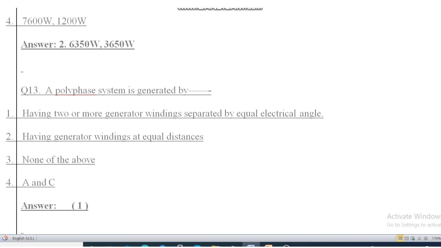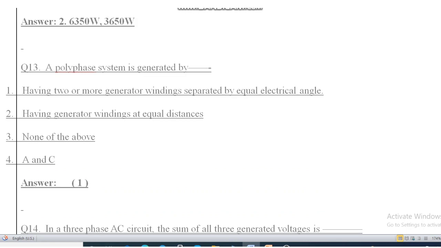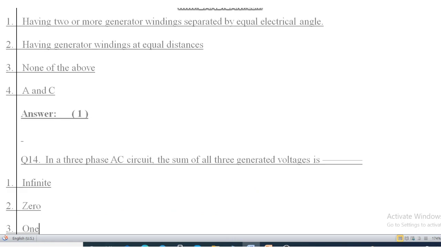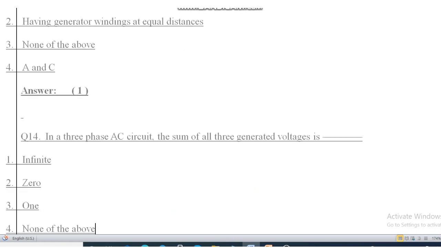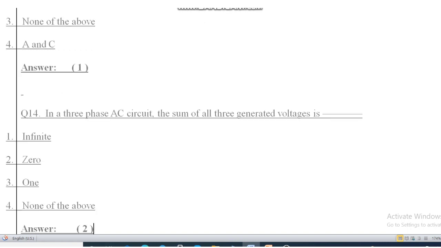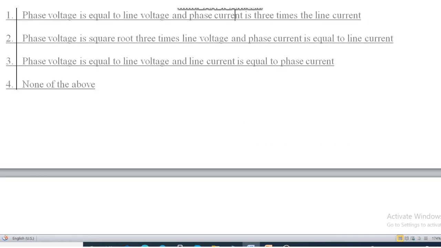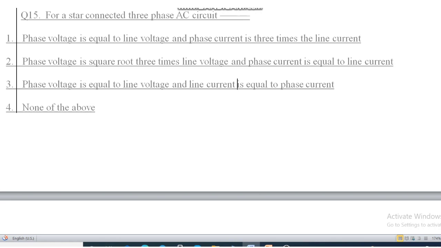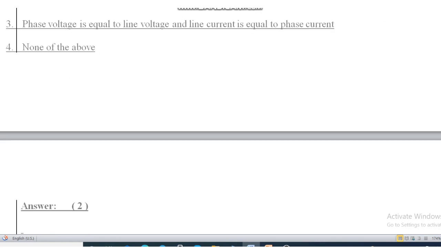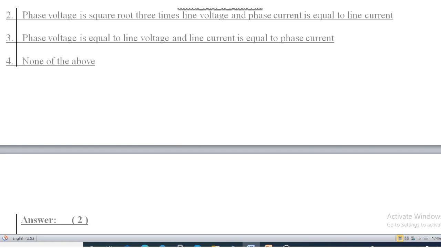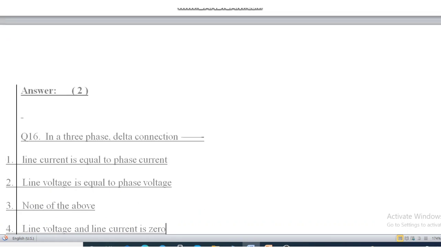Question number 13: A polyphase system is generated by having two or more generator windings separated by equal electrical angle. 14th question: In a three-phase AC circuit, the sum of all three generated voltages is 0. For a star connected three-phase AC circuit, phase voltage is 1/root 3 times line voltage and phase current is equal to line current. That means second option is the correct option.